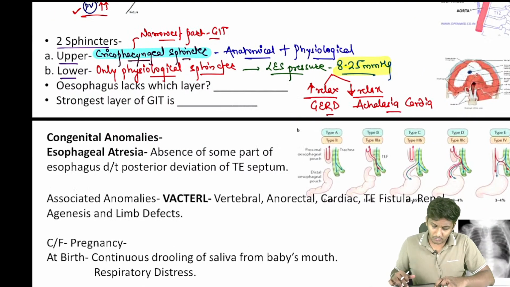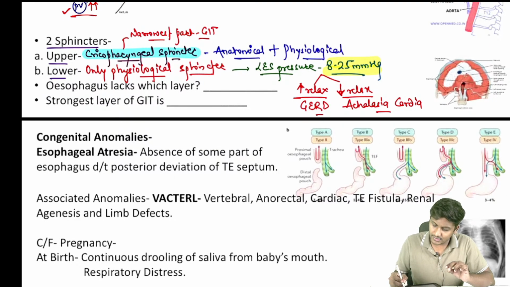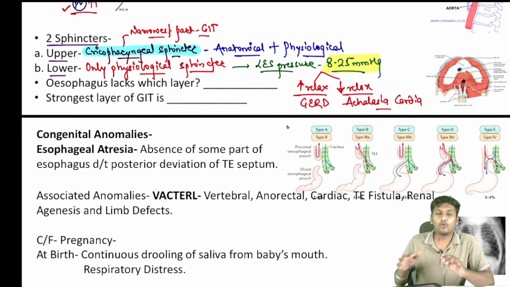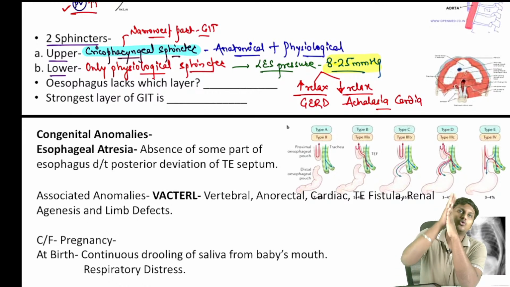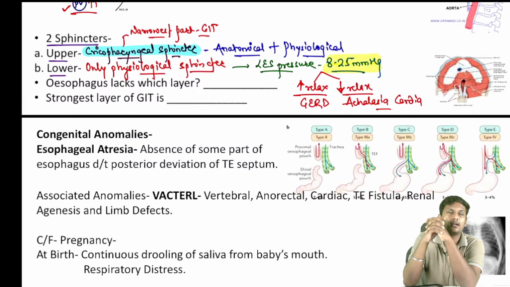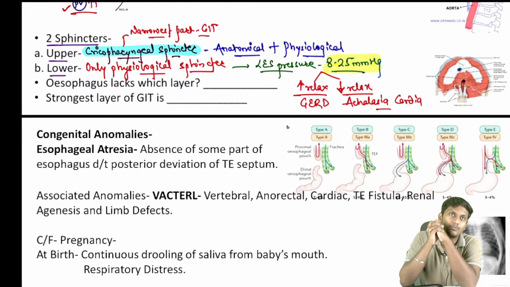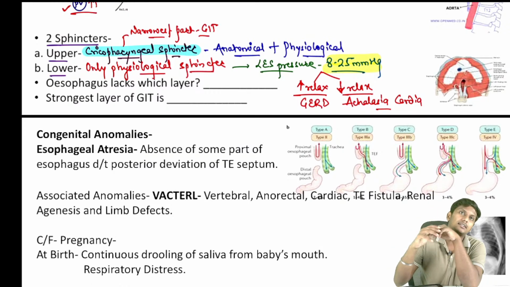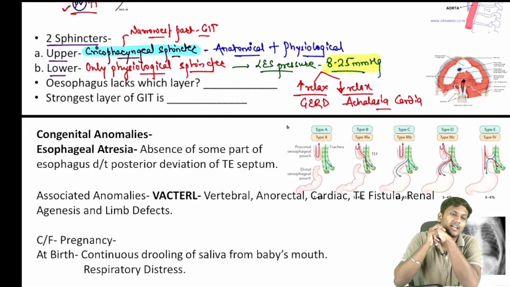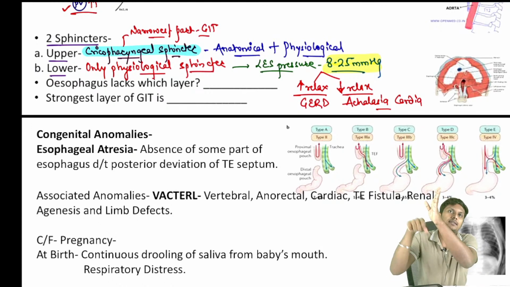Now, can anybody tell me two important questions from anatomy? Previous year questions, one-liners. The esophagus lacks which layer? Normally, we know there are 4 layers in the GIT. The innermost layer of the GIT wall is the mucosa. Then comes the submucosa, which contains nerves and vessels. Third is the muscularis. And fourth is the protective fibrous coating known as serosa.